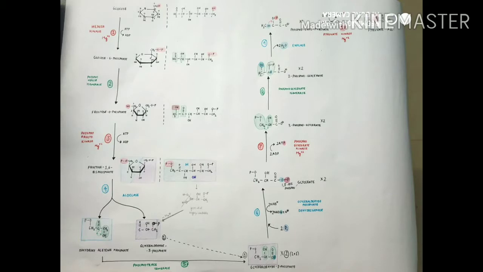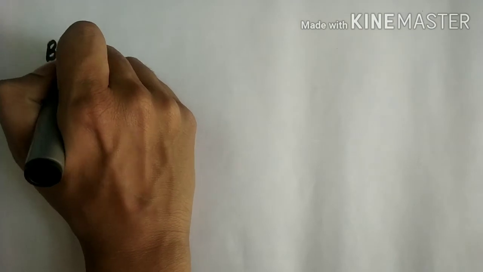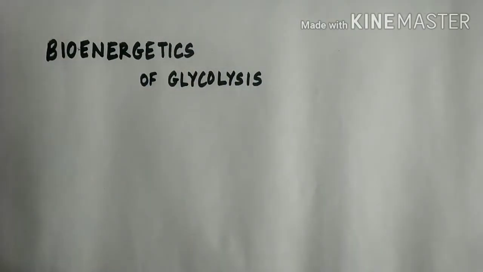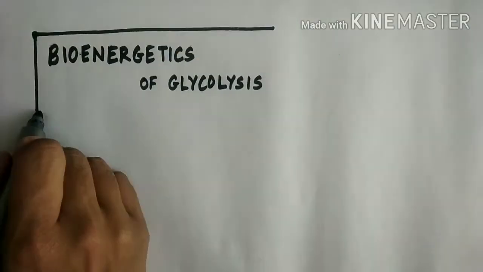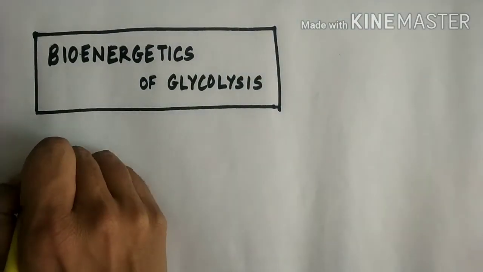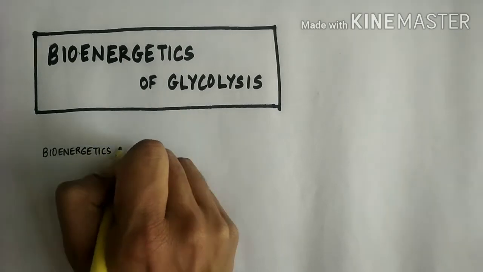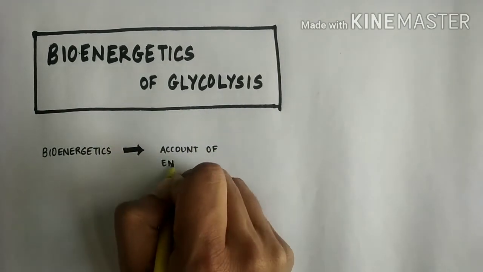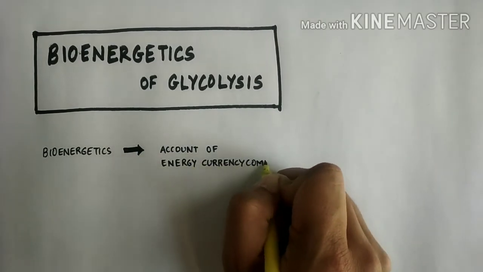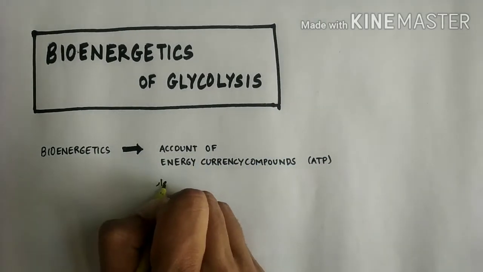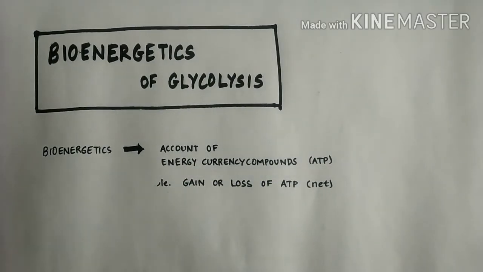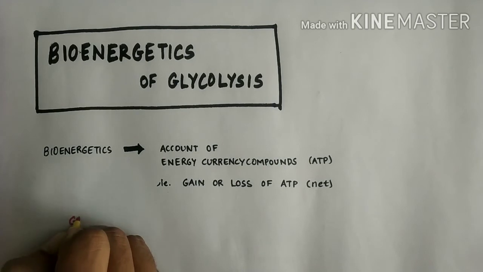And now, let's move on to the bioenergetics of glycolysis. Bioenergetics means nothing but accounts. Accounts of the currency which operates inside our body. The energy currency of our body is the energy compounds. The most popular one is ATP, adenosine triphosphate. So here in bioenergetics of glycolysis, we will see the net gain or loss of ATP.